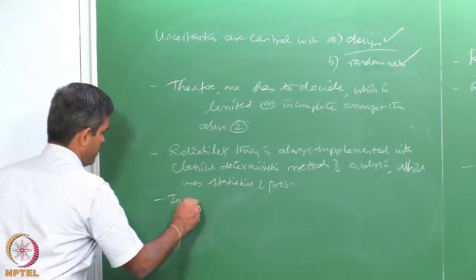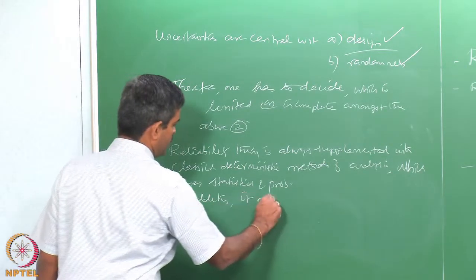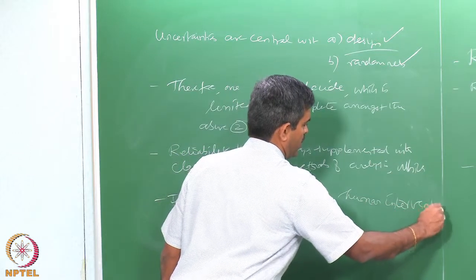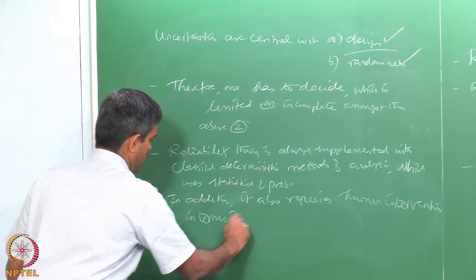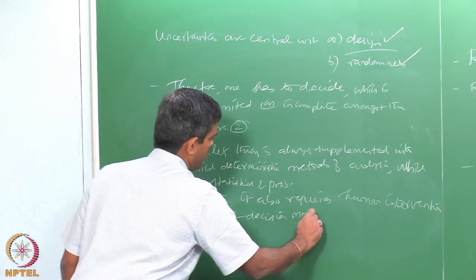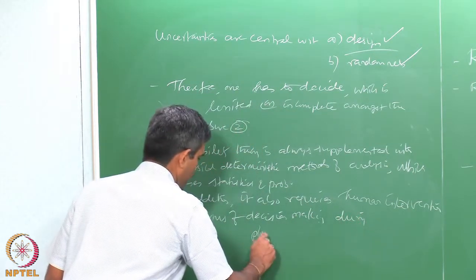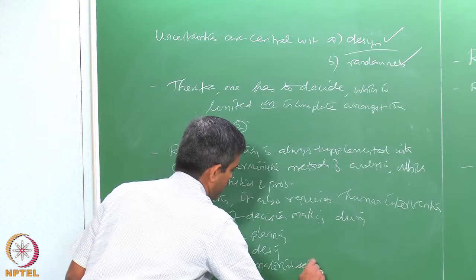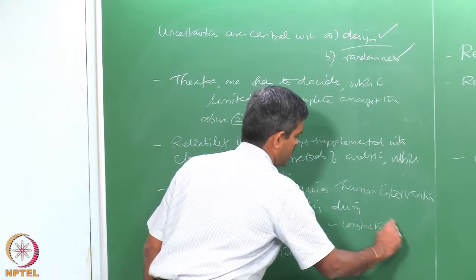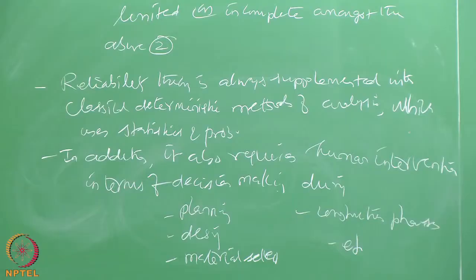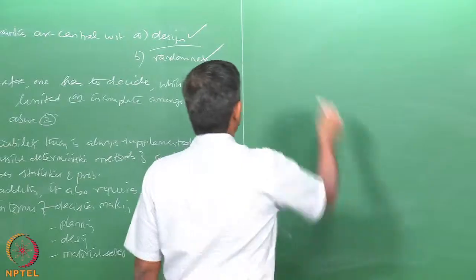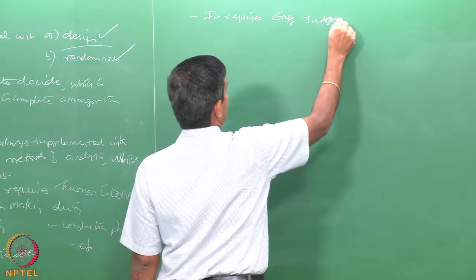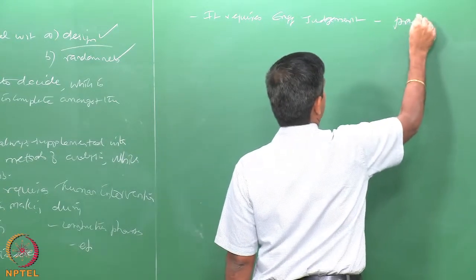In addition, it also requires human intervention in terms of decision making during planning, design, material choice or material selection, construction phases, etc. So, it requires engineering judgment, which essentially arises from practical experience.